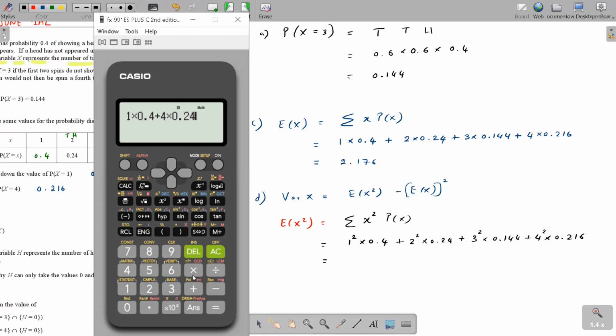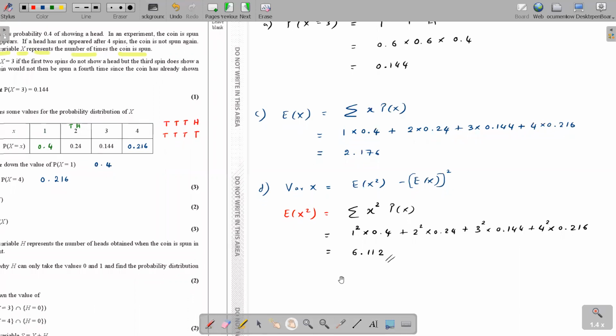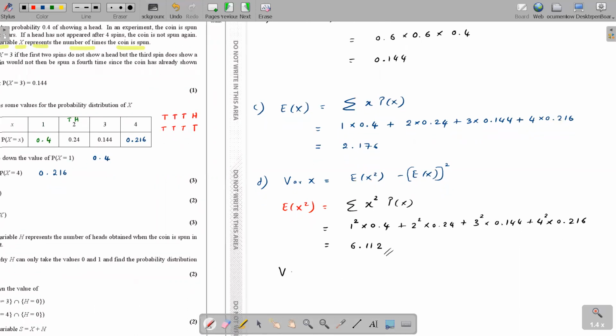$6.112. 6.112, is that okay? I have a confirmation on the chat also. 6.112. Have two answers of it. Yes, 6.112. However, we are not done. Our task is to find what? Variance x. So how do you find variance x?